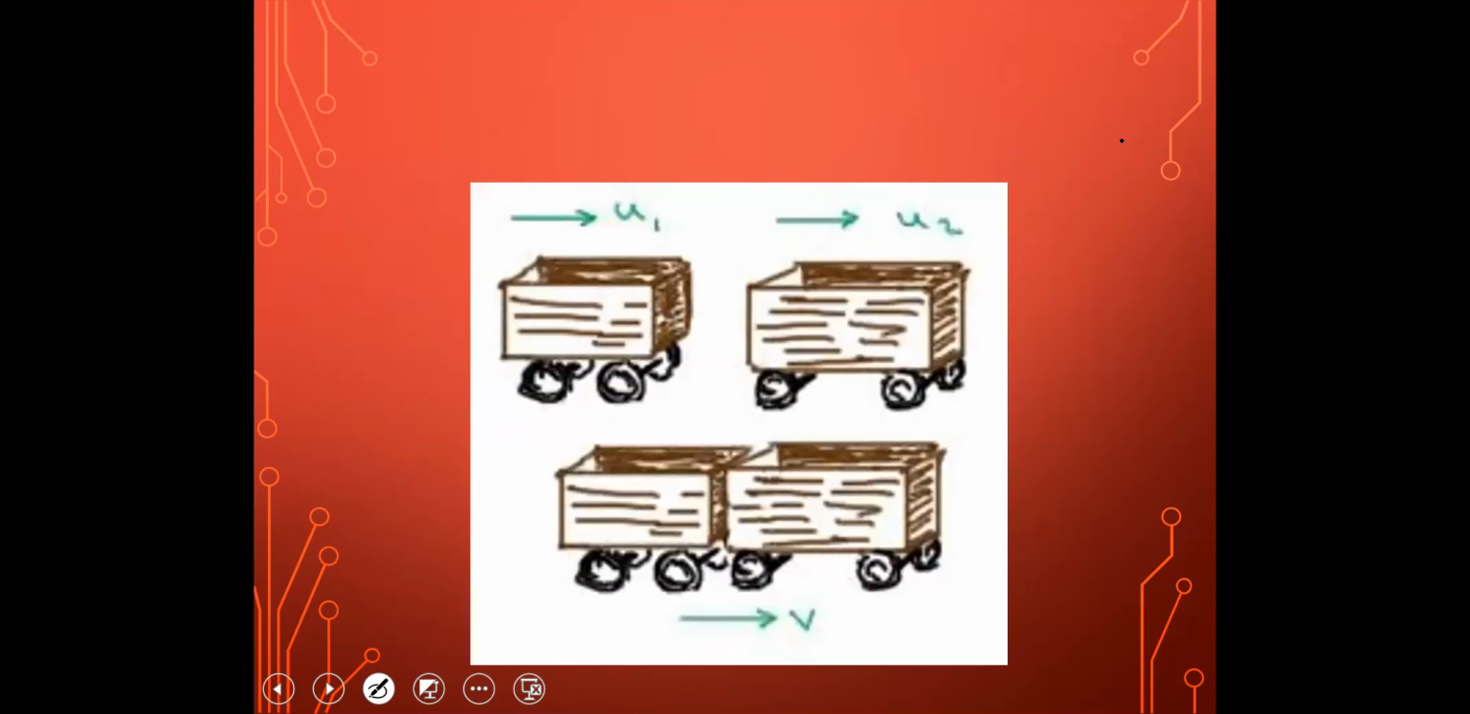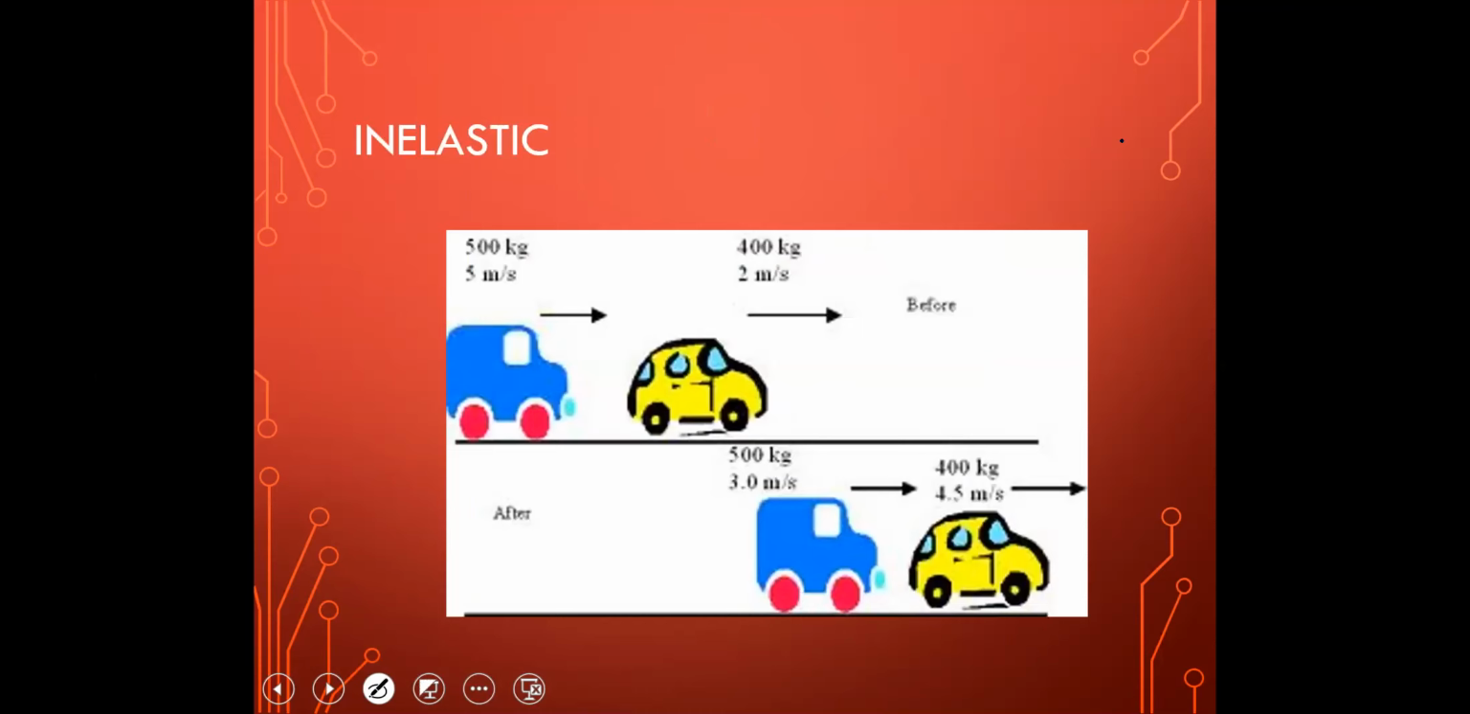Now look at these two cars here. Both of them are moving. They collide with each other. Which type of collision? Perfectly inelastic. Exactly. Teacher, the one that you said before was inelastic. Which one? The cars. Yes, it's inelastic. But teacher, they didn't stick to each other. Yes, they stick to each other. This is perfectly inelastic.